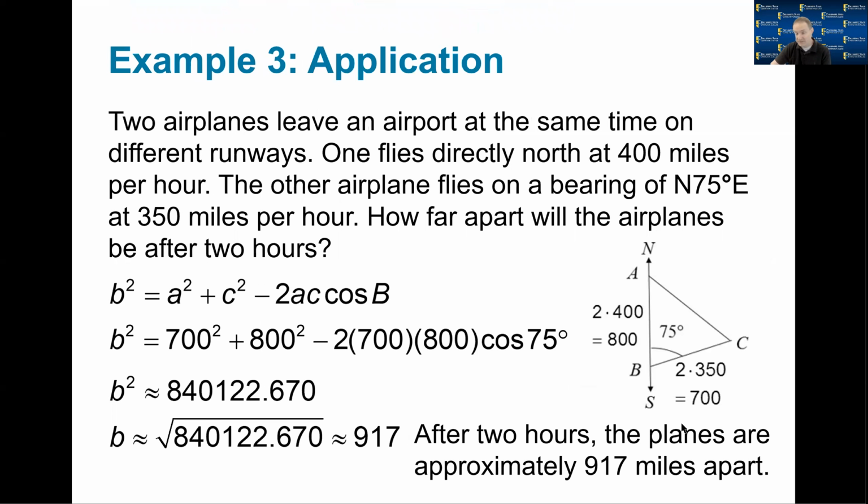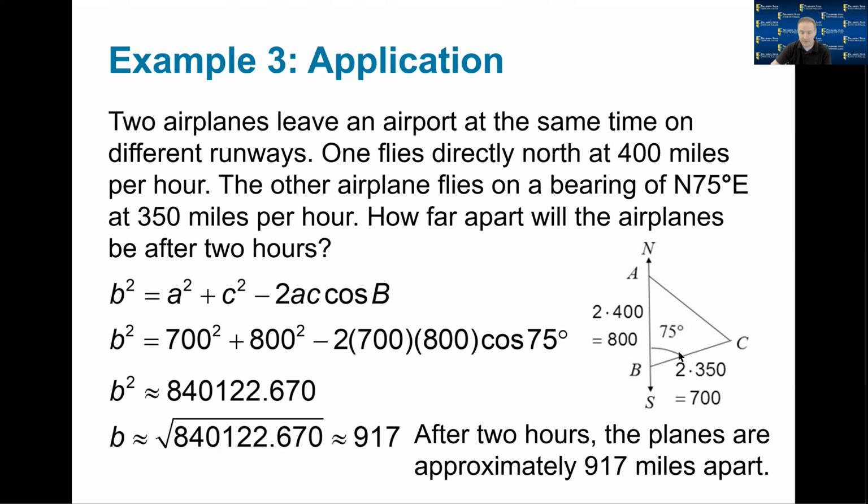Now, for the next types of problems that you'll see, the applications in this section, they really don't get too bad. Let's say we have a problem in which you have two airplanes leaving an airport at the same time. I have my airport down here as point B. Now it says one is going to fly north at 400 miles per hour. So that's straight up 400 miles per hour. And then the other airplane flies on a bearing of 75 degrees east of north. Well, that means this angle right here, it's 75 degrees east of north.